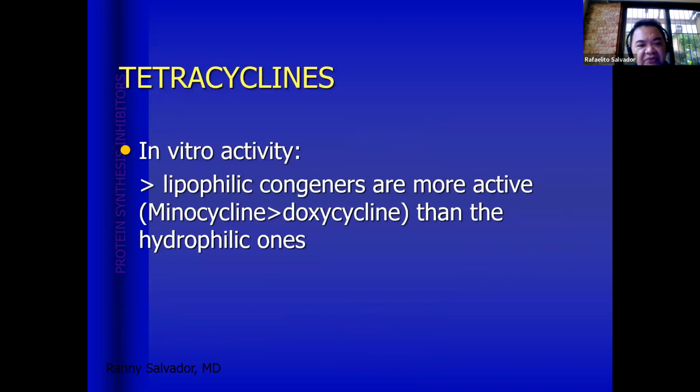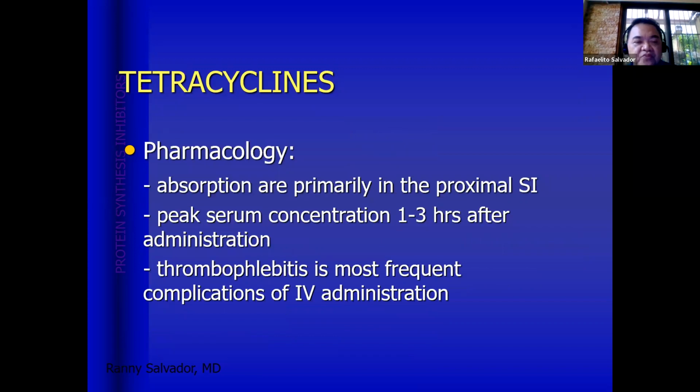So in vitro activity, lipophilic congeners are more active, like minocycline over doxycycline, than hydrophobic ones. So in vitro. Absorption is primarily in the proximal small intestines. The concentrations, if you give tetracyclines, peak after 1 to 3 hours. And most common, tetracycline IV thrombophlebitis was very common. Chloramphenicol thrombophlebitis, again, very common also.